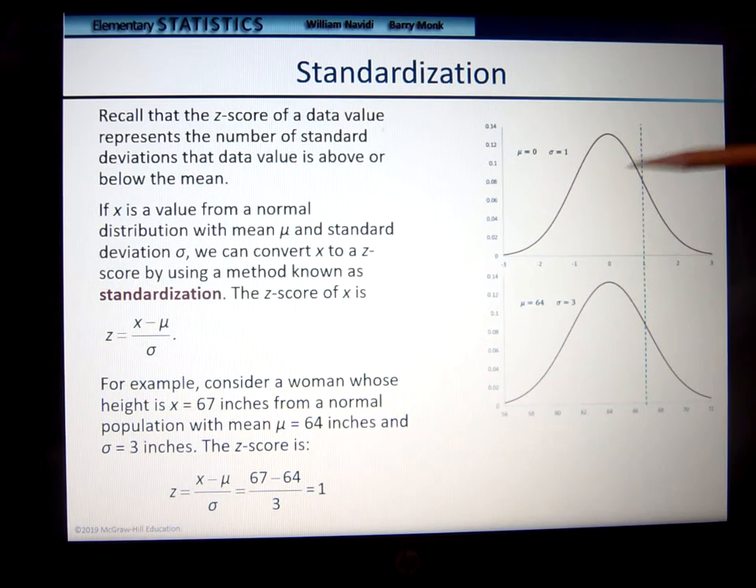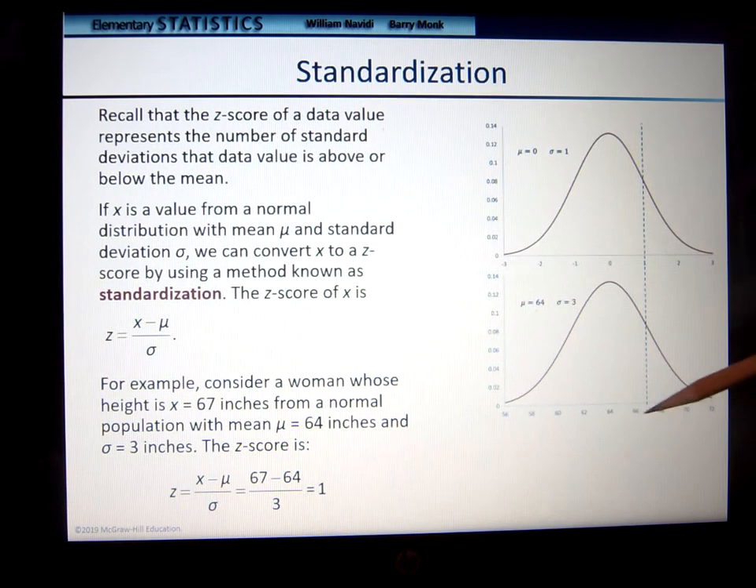I want to point this out a little bit more. So here we have 0, 1, 2, 3, and 0, negative 1, negative 2, negative 3. It corresponds with the mean height, which was 64. See, 64 and 0 correspond. This is the z-score, this is the actual data. The z-score of 1, which means 1 standard deviation away from the mean, corresponds with 67 inches. So z-score, actual data.